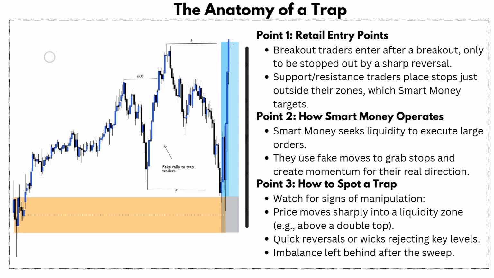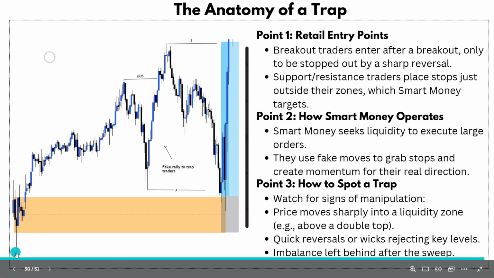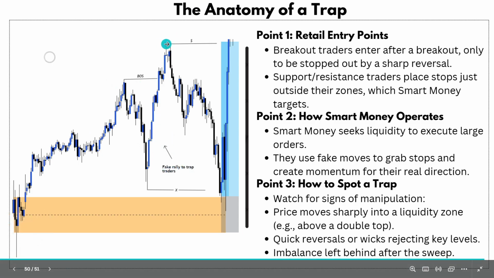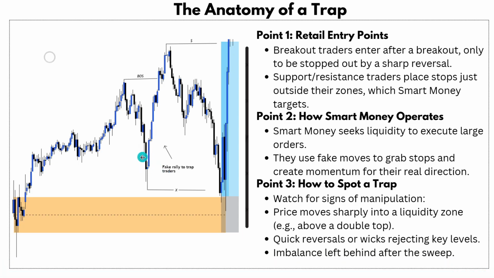And then the last and fourth point to spot a trap is imbalances. We have to check for imbalances left behind after a liquidity sweep. So as we can see here, price came from this and then rallied higher and gave us this old high right here. But as you can see, this old low right here went higher and gave us a breakout structure. This right here is a fake rally to trap traders, because the real range is from this old low to this old high right here. So this right here was a fake rally.